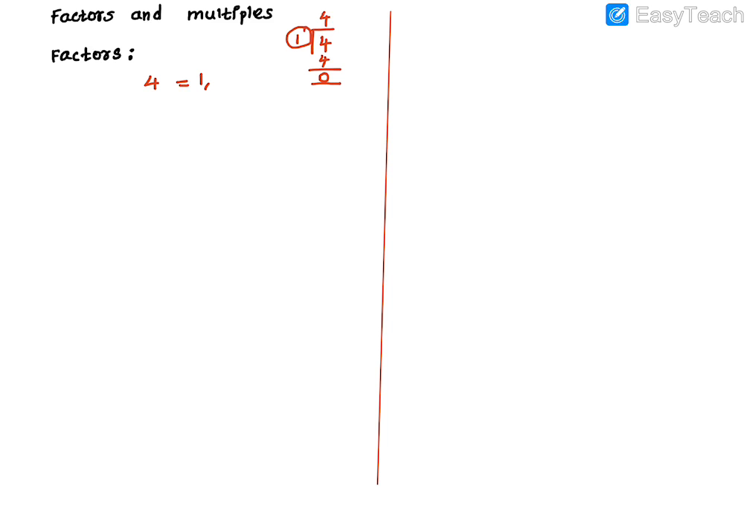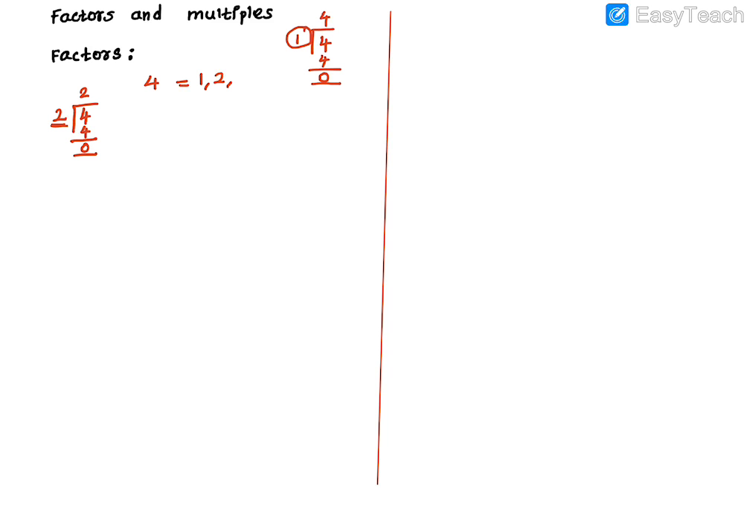Next, check whether any other table will come or not. In 4, will the 2 table come or not? 2 twos are 4. So 4 minus 4 is 0. That means this 2 completely divides the number 4. So 2 also divides it completely.